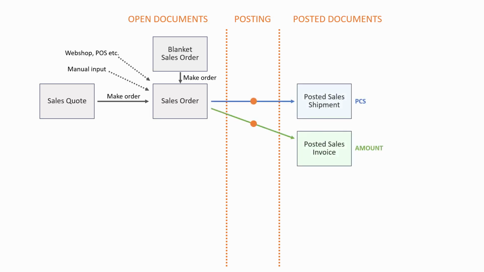When I post from the sales order, I can post shipment, which will create a posted sales shipment, and that's about pieces or quantities on the shipment. And later on, I can post a sales invoice that makes a posted sales invoice that is about amount. And those two actions are normally not done at the same time. So typically the warehouse people will post the sales shipment and the finance department will post the posted sales order.